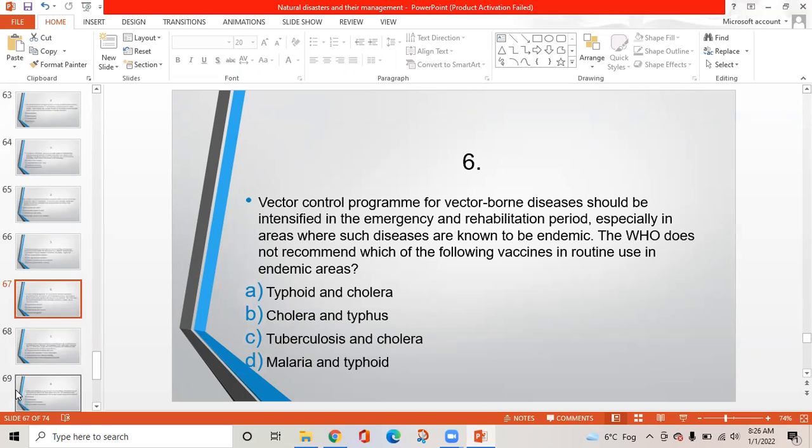Vector control program for vector-borne diseases should be intensified in the emergency and rehabilitation period, especially in areas where such diseases are known to be endemic. The WHO does not recommend which of the following vaccine in routine use in endemic areas. Option A is typhoid and cholera. Option B is cholera and typhus. Option C, tuberculosis and cholera. Option D, malaria and typhoid. Option A is the right one, typhoid and cholera.